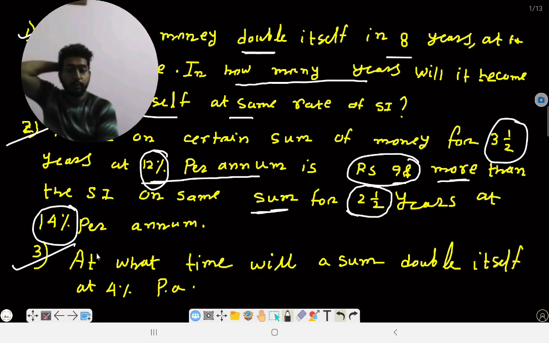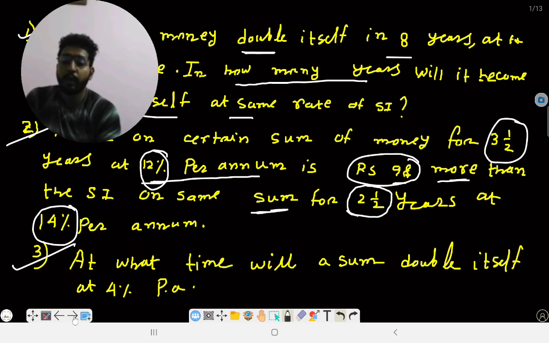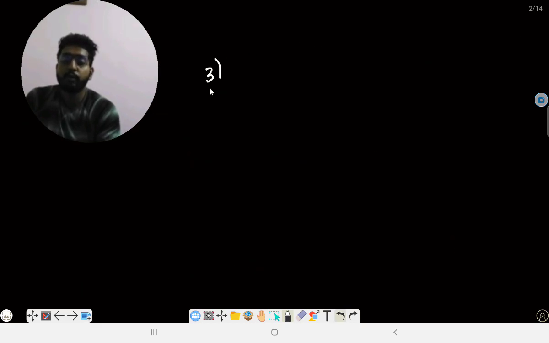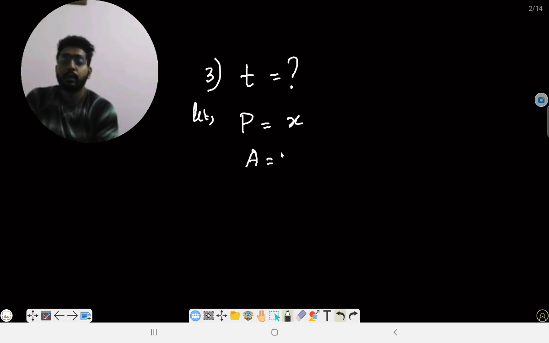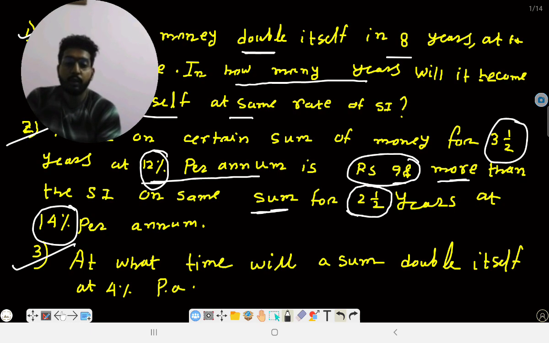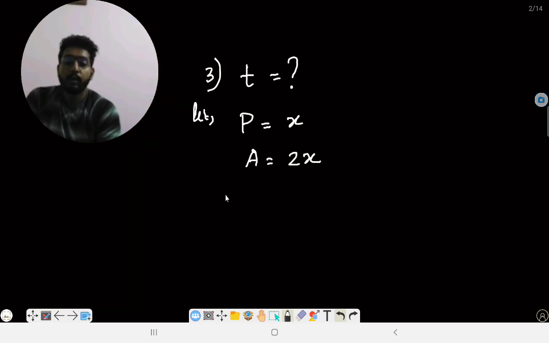At what time will a sum double itself at 4% per annum? So at what time will a sum double itself? That means you have to find the time. So first principal, let the principal be x. And the amount will be double. Here it is given the principal will become double itself, that means the amount will be 2x. Now rate is given, R is 4%.